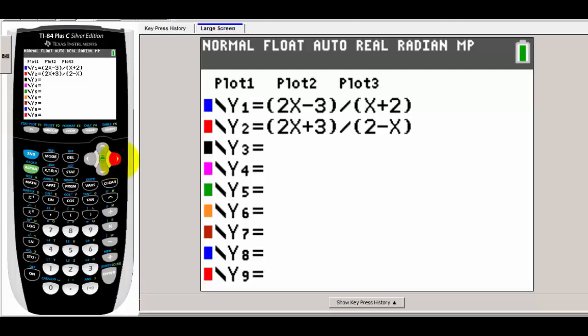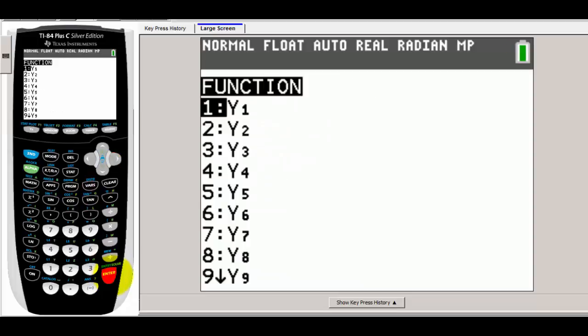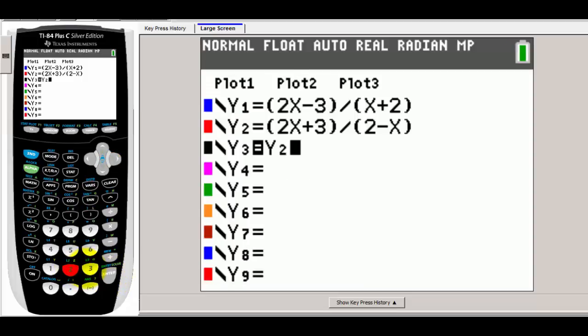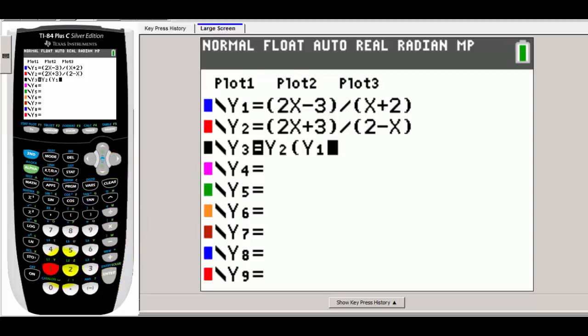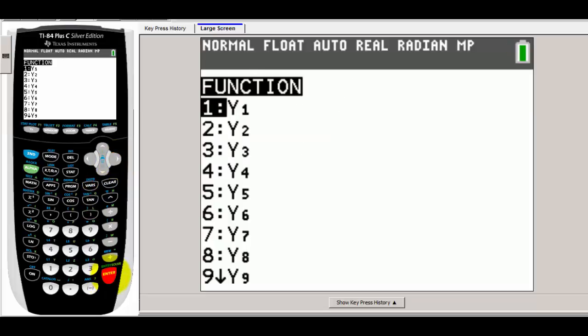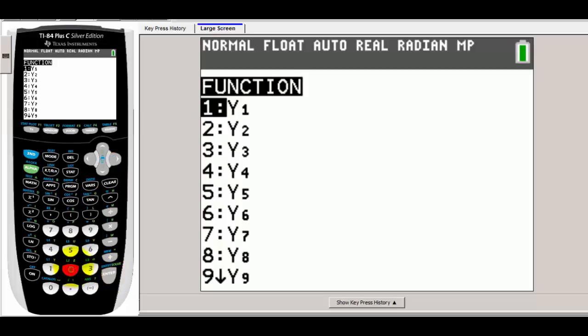In y3, I'm going to enter y2 of y1. I think we went over that when we did composition of functions. So Vars, Y-Vars, Function, and let's do y2 of, parenthesis, then y1 from Vars, Y-Vars, Function, y1. Right here, y2 of y1, and in the next one, I will want y1 of y2. So Vars, Y-Vars, Function, y1 of Vars, Y-Vars, Function, y2.